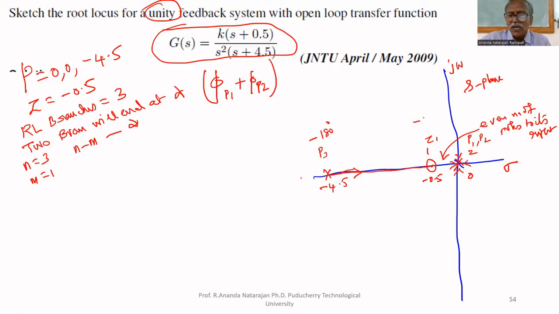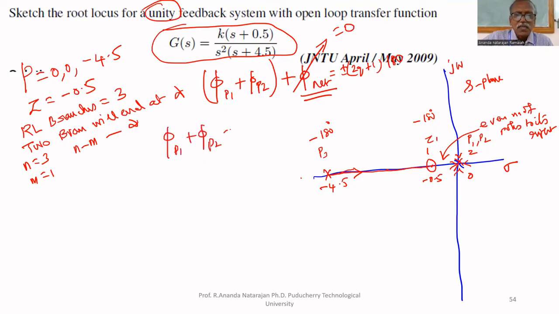By the zero also 180 degree. So we have to add this, and subtract this. That's why the net angle is 0. Net angle contributed by all other poles and zeros is equal to 0. It must be equal to plus or minus (2q plus 1) multiplied by 180. Therefore, phi P1 plus phi P2 equal to 180 degree. For q equal to 0, you will get 180 degree.